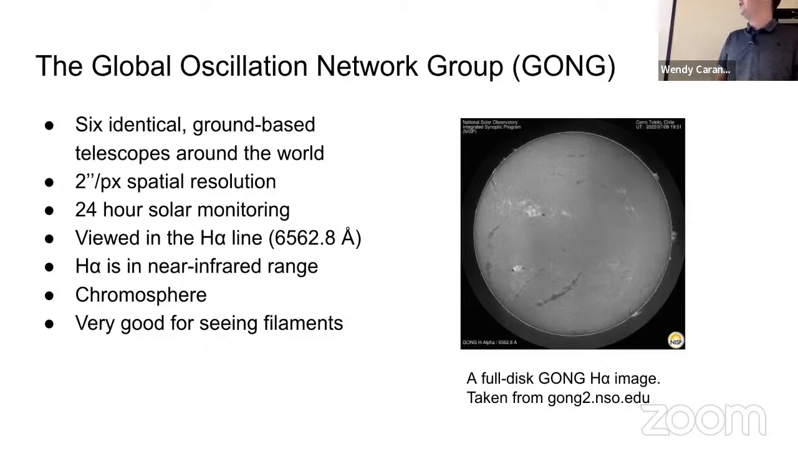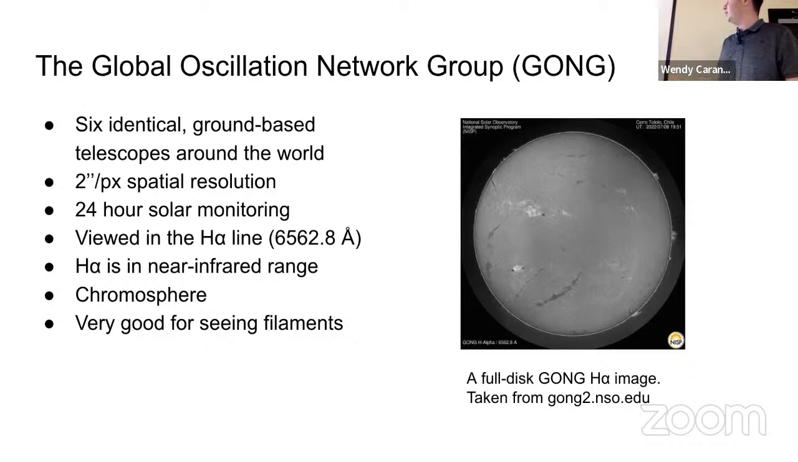And we're not using them for helioseismic data, but we're just looking at the H-alpha line. H-alpha has a wavelength of 656.3 nanometers, which puts it in the near infrared range. It's actually the brightest hydrogen line in the visible range, and it's used a lot in astronomy, not just for solar physics. But when we are looking at the sun in the H-alpha line, we're looking at the chromosphere, which is exactly where the filaments are located. So as you can see, it's very good for seeing filaments.